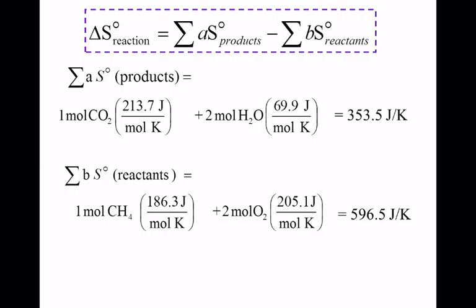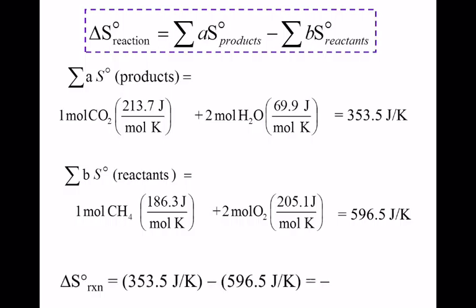Remember, this is our delta S term, so it looks like it's going to be negative, doesn't it? Delta S is 353.5 joules per Kelvin, which is the product side, minus 596.5 joules per Kelvin on the reactant side, which is equal to negative 243.0 joules per Kelvin.